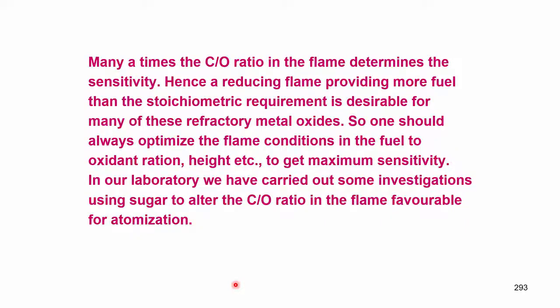In our laboratory, we have carried out some investigations using sugar to alter the carbon oxygen ratio. Why not we determine a change in the carbon oxygen ratio? The best way is to introduce sugar along with the sample. Sugar dissolves very easily in all water solutions, acidic solutions, etcetera. So, if you introduce sugar, there will be a lot of carbon atoms coming from the sample itself into the flame. So, the carbon oxygen ratio changes.